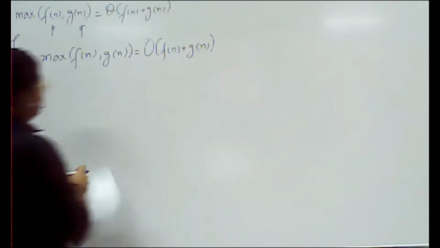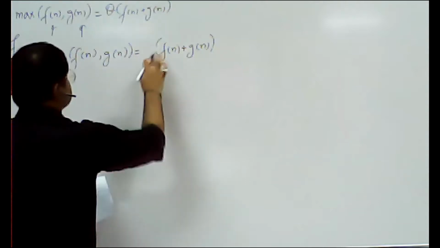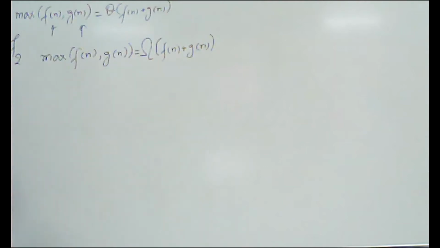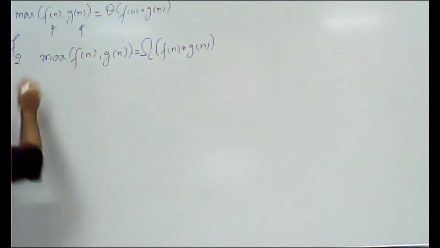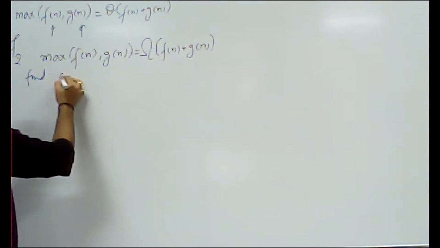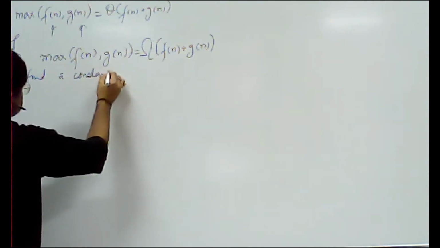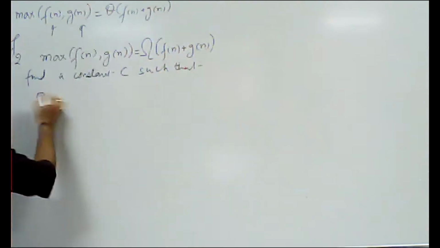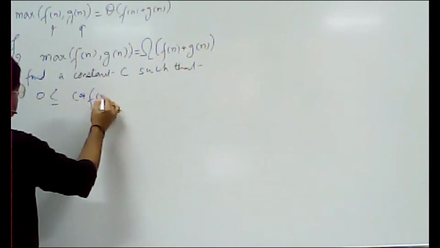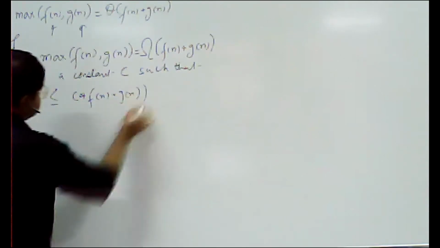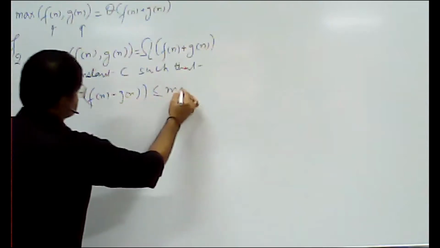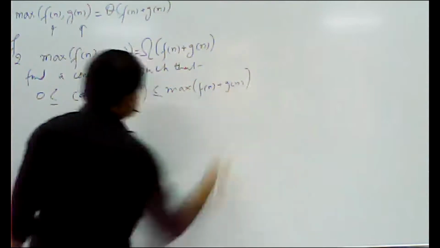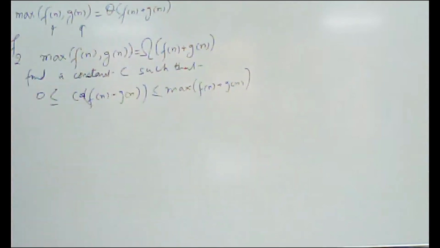Now, second, what we have to prove? That is, this is omega of Fn plus Gn. So we have to find a constant C such that 0 less than or equal to C into (Fn plus Gn) less than or equal to max of Fn and Gn. So this we have to find.